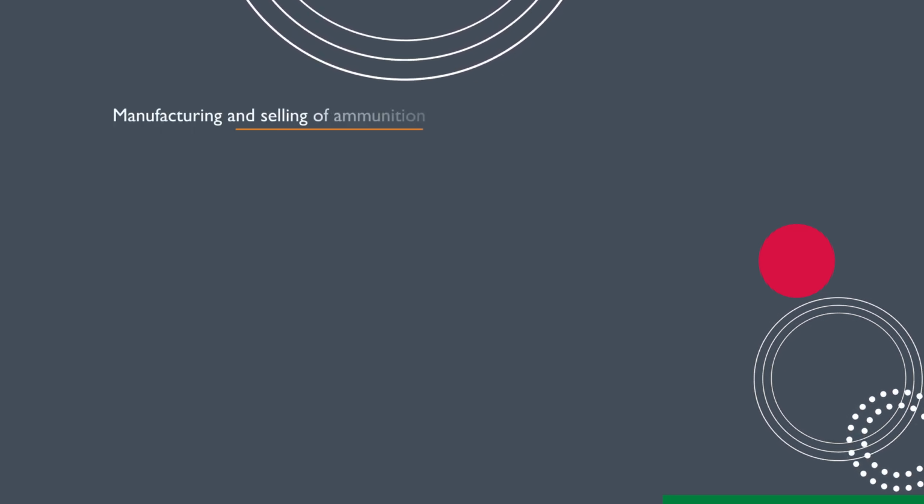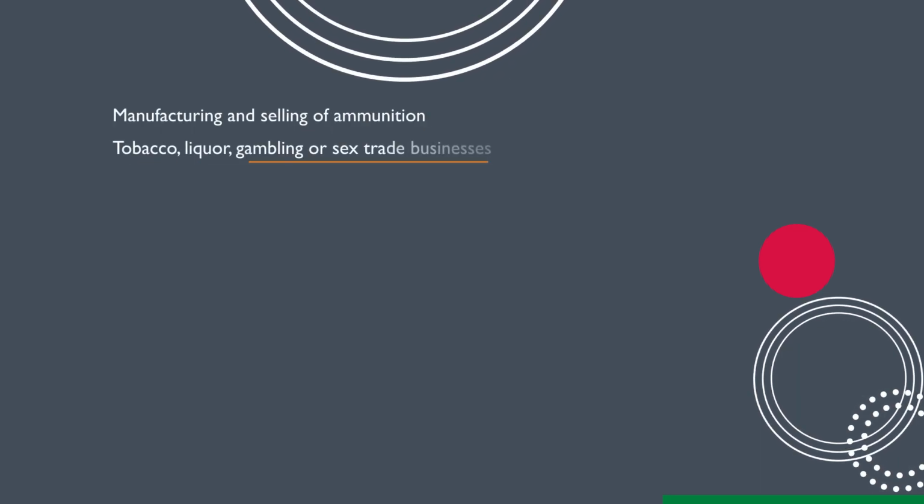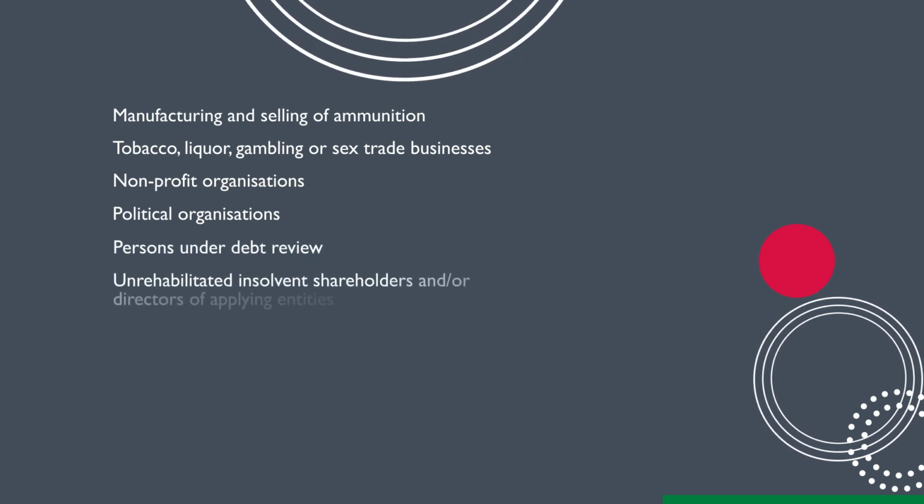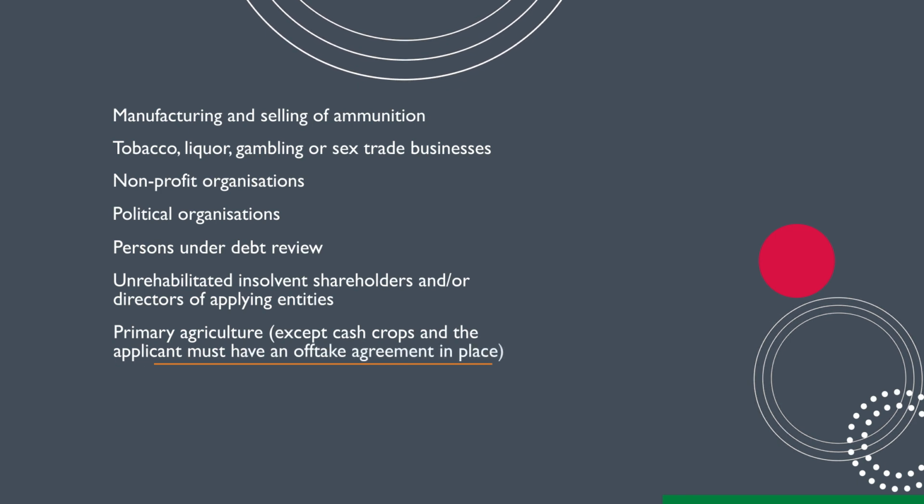Manufacturing and selling of ammunition, tobacco, liquor, gambling or sex trade businesses, non-profit organizations, political organizations, persons under debt review, unrehabilitated insolvent shareholders and/or directors of applying entities, primary agriculture except cash crops, and the applicant must have an off-take agreement in place, speculative property development, labor brokers.